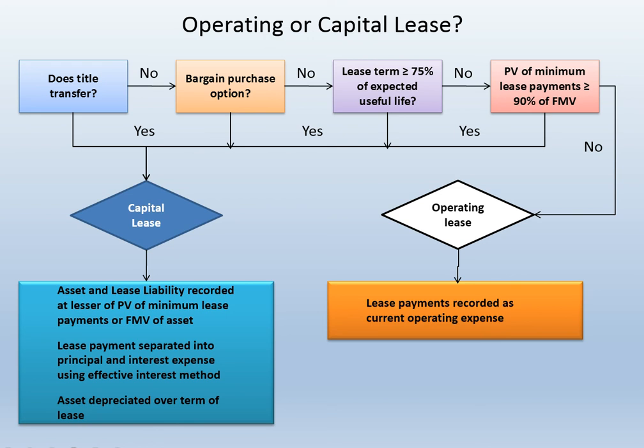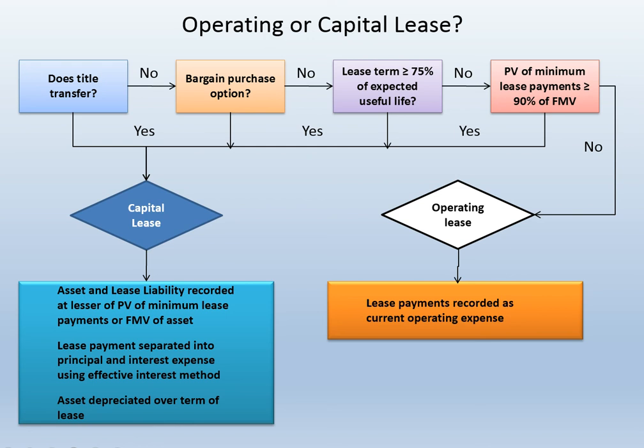If we borrow money to buy an asset, what's going to happen? Well, we would debit an asset and then depreciate that asset over its useful life. And we would have a liability of some sort, a note payable, recorded on the liability side of the balance sheet, and every time we make cash payments we would be reducing principal as well as recognizing interest expense. And that's exactly what happens with a capital lease.